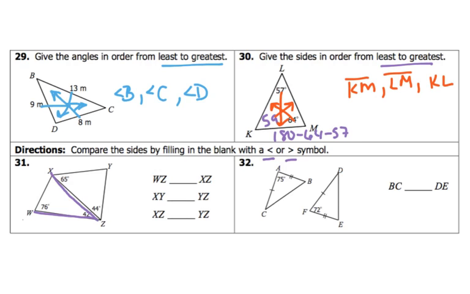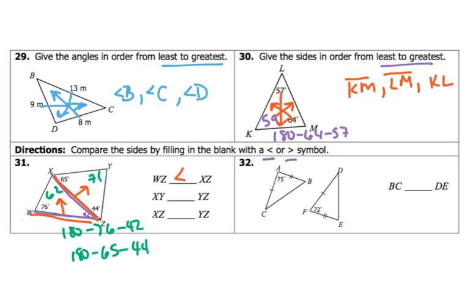Alright, so first thing we're going to do is the triangle angle sum theorem. So I am going to do 180 minus 76 minus 42, which will give us an answer of 62. I'm also going to, even though I'm not there yet, do this one, 180 minus 65 minus 44, which will give me 71. Alright, so my first side is WZ, which is 62, and XZ, which is 71. So this would be less than.